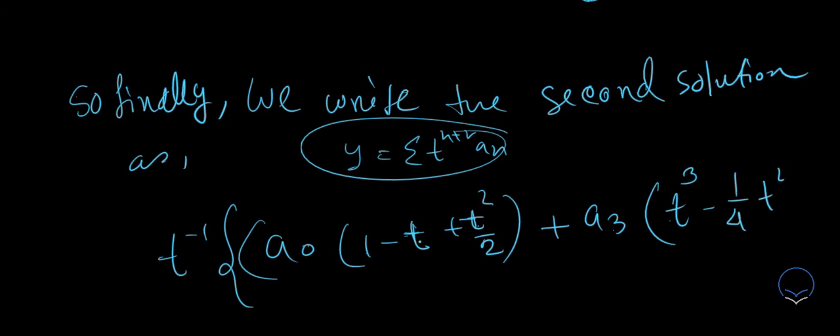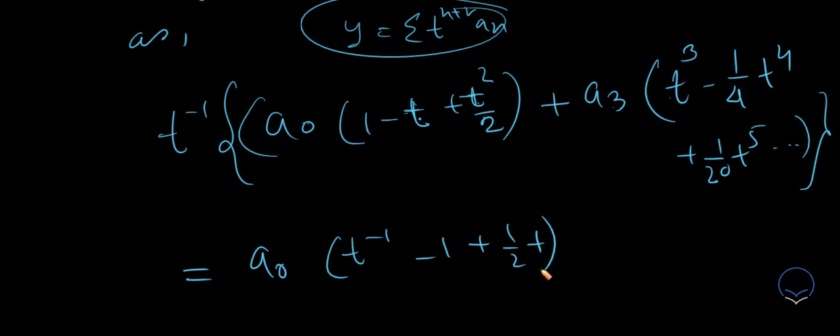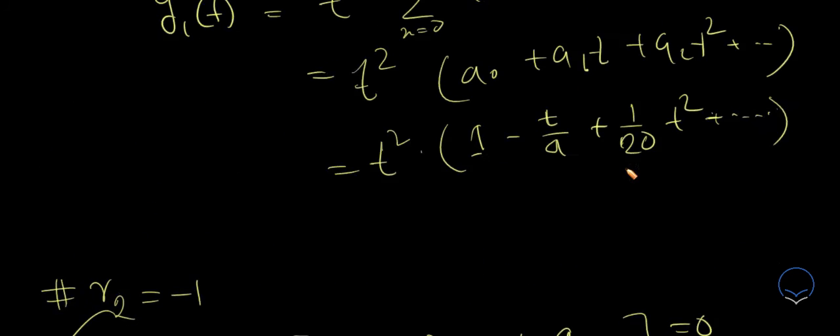So this is just 1 by 4 t to the power 4 plus 1 by 20 t to the power 5, and so on. And we can multiply this whole expression with this t inverse, that is t to the power minus 1, and this will turn out to be nothing but a0 t inverse, 1 minus 1 plus 1/2 of t, and there is this a3 and this series thing. However, note that this is our first solution, that is the thing we got at first.